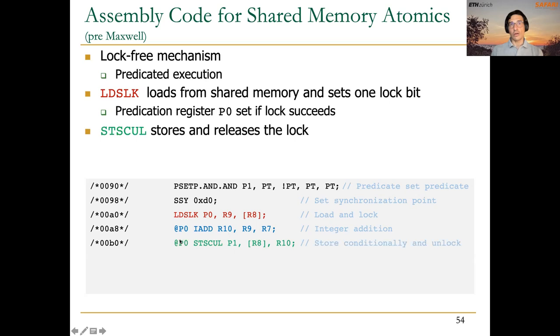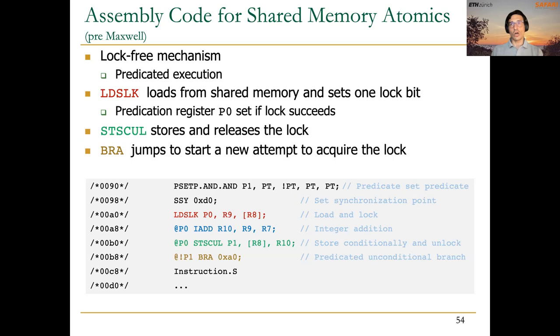And it's a store and unlock. So it writes the value obtained after the integer addition, and then unlocks the corresponding lock bit so that it's free and available for other warps that want to update the same memory location. Those threads that could not update the corresponding position because they were not able to acquire the corresponding lock bit have the opportunity to branch and start again this lock-free loop and try again to update.